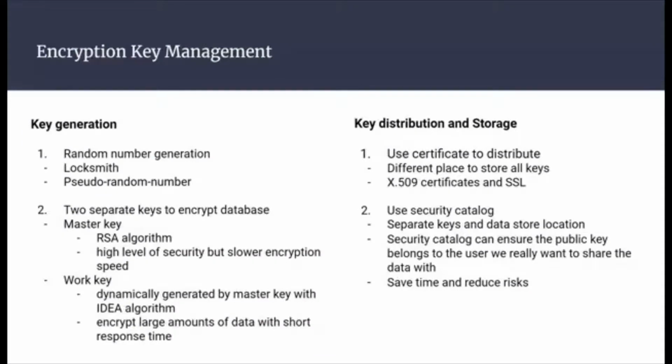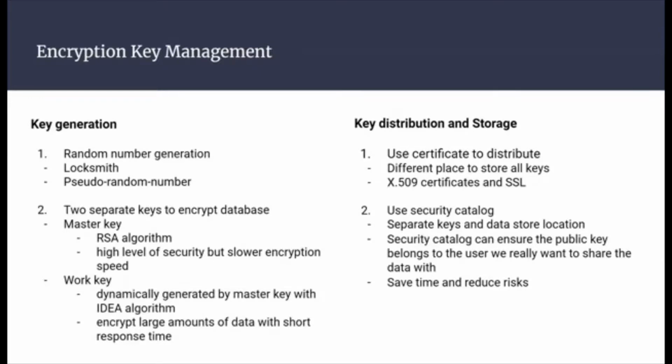Key management: we need to generate the keys first. For database encryption, key generation is similar to message encryption. You generate a random number first, then use this number and some algorithms like RSA to encrypt data. Where a true random number is difficult to generate, a component called locksmith is introduced to generate a strong pseudorandom number. Another method is more complicated. Use some strong algorithms like RSA to generate a master key that ensures a high level of security but slows the encryption speed. Then dynamically generate work keys from the master key with an ideal algorithm. Use this key to encrypt data with short response time.